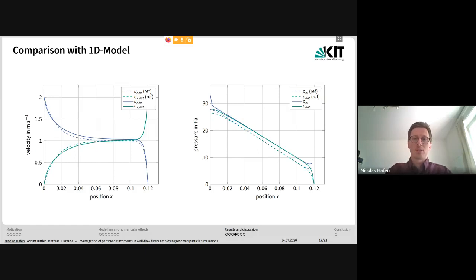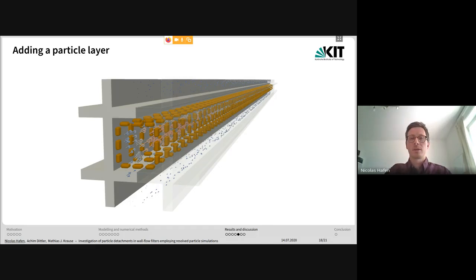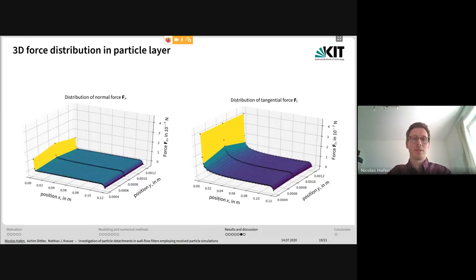However, that is just for a clean channel without any particles in there. So of course, as a next step, a particle layer has to be added in there. So we just put some particles in there that are supposed to represent a layer that is already in breakup. And we calculated the 3D force distribution of them. I mean, the general shape of this distribution is probably not surprising.